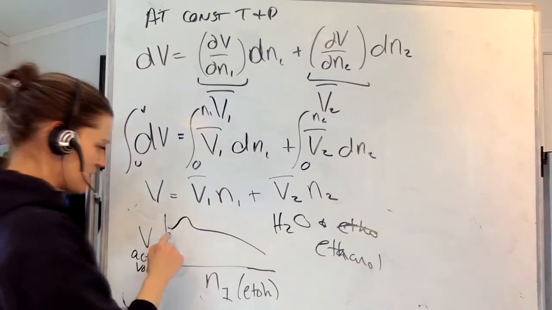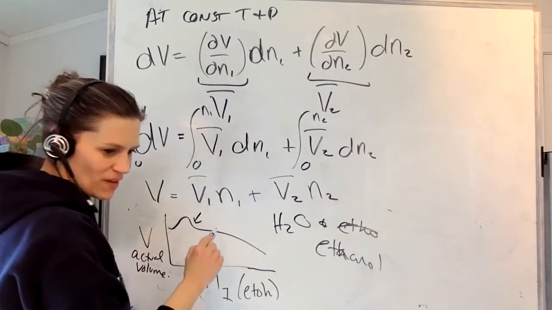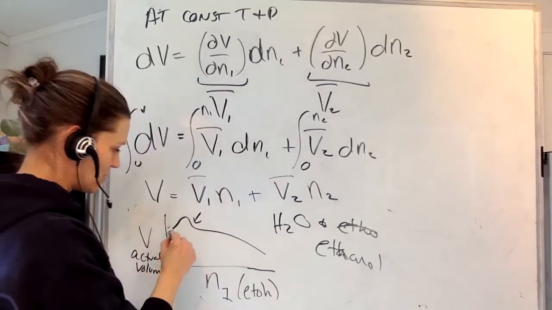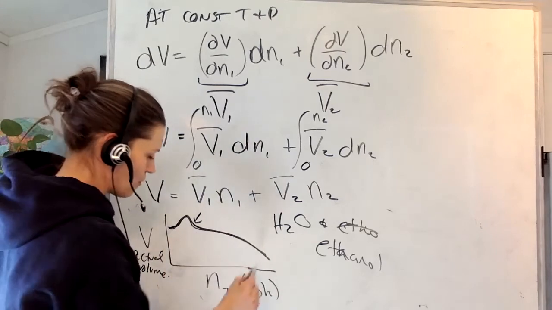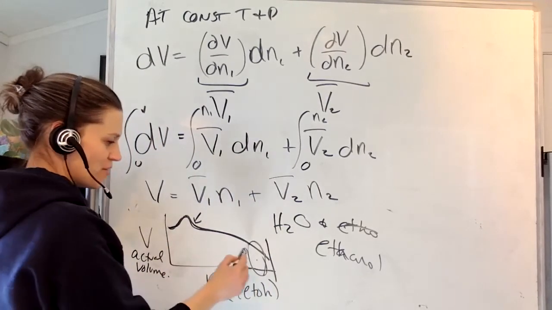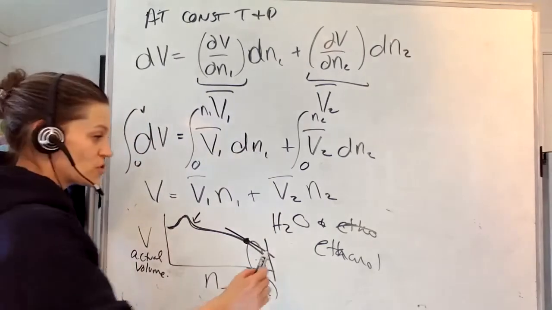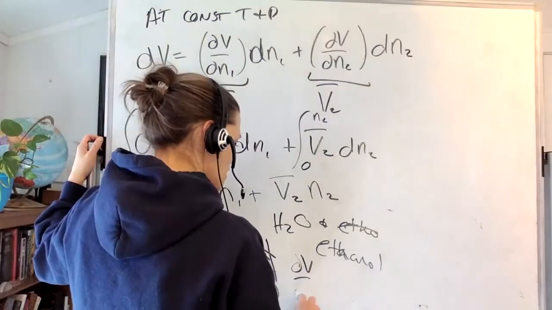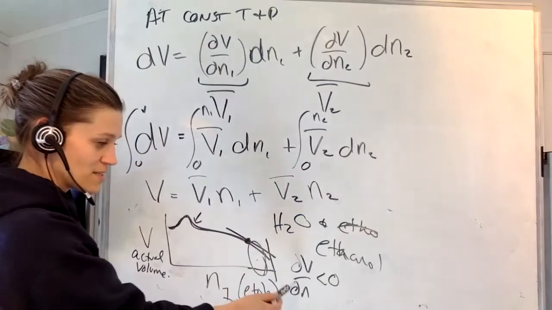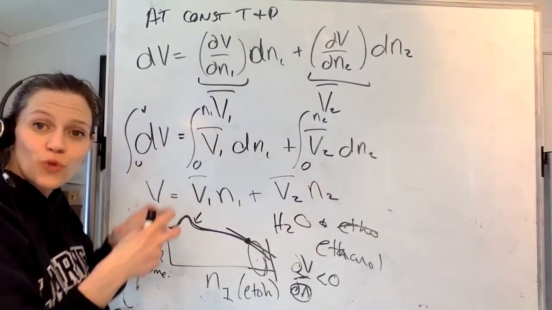So this is the volume of water as a function of ethanol. There's this little uptick and then it goes down. You get to a point where you're adding the majority of ethanol and the partial molar volume is decreasing, which means dV/dN is less than 0. That says that as you increase this, the volume goes down. So you have a contraction.